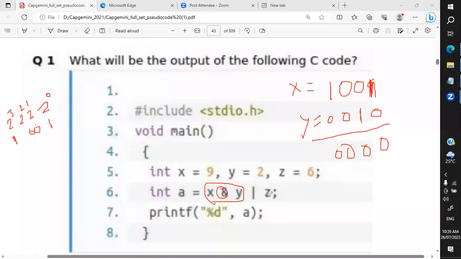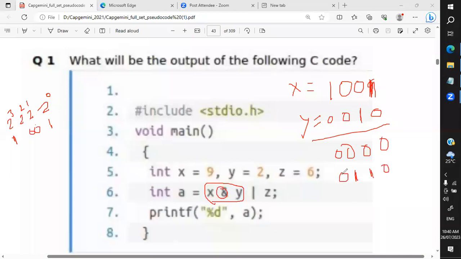Now we have 0 OR z. What is z? 6. What is the binary representation of 6? Actually, whatever it may be, 0 OR anything will be that value only, right? No need to even check. If you want, you can write the binary representation of 6. That is nothing but 4 plus 2. I'll write 4 here and 2 here, 0 0.